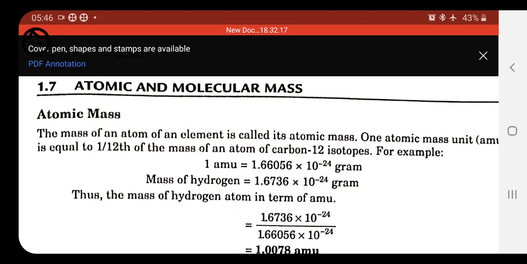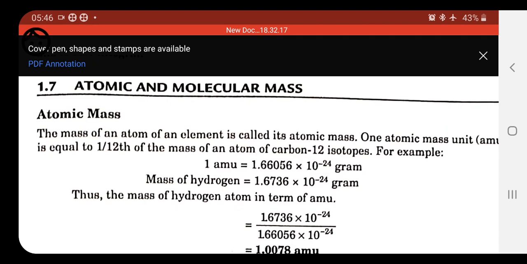Okay, so let's start with atomic and molecular mass. This atomic and molecular mass we have also studied in class 9. That's why it is very easy for you to revise it once again. Atomic mass is actually what? Here it represents the mass of a single atom. The mass of an atom of an element is called its atomic mass.